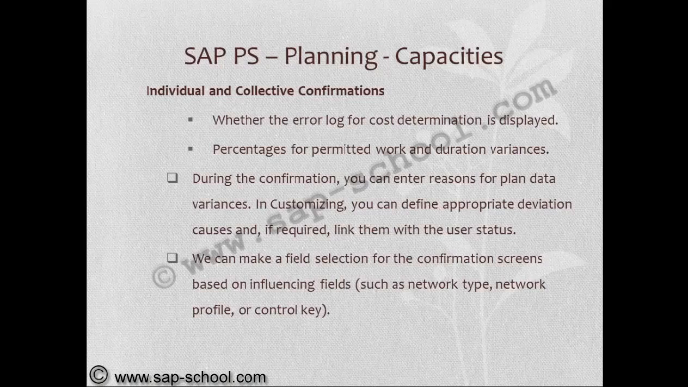During the confirmation, we can enter reasons for planned data variance. In customizing, you can define appropriate deviation causes and if required, link them with the user statuses also. We can make a field selection for the confirmation screens based on influencing fields such as network type, network profile or control key.